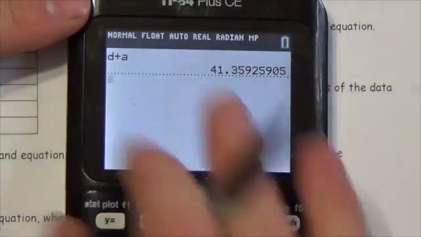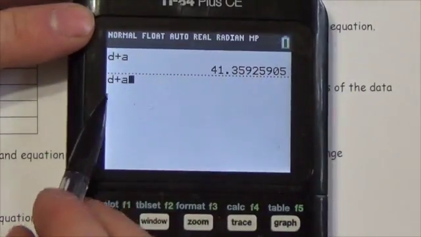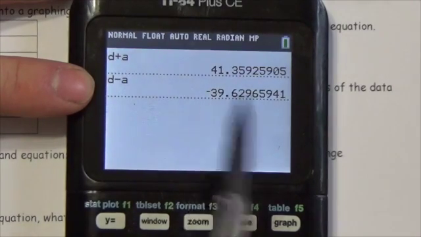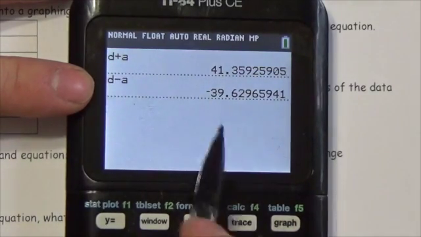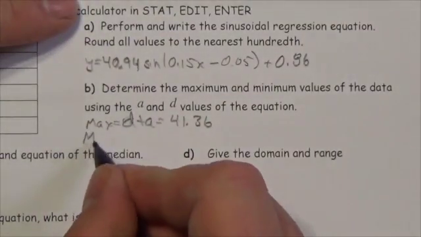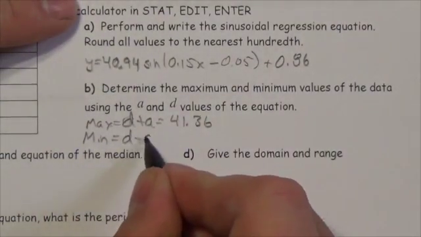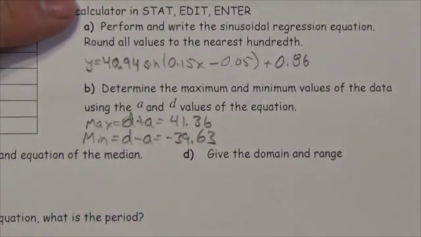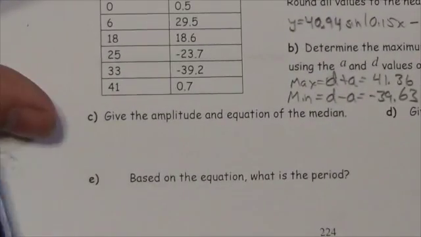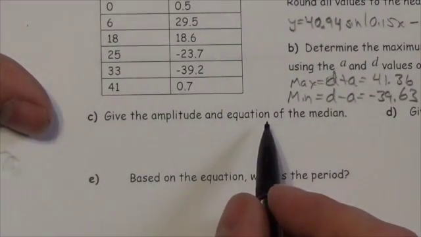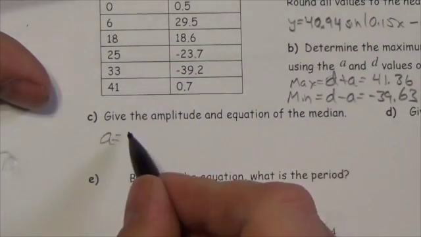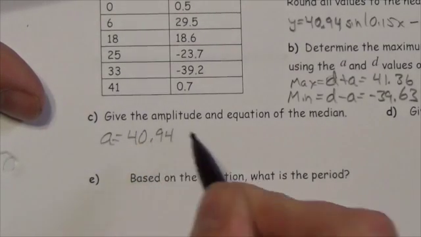Okay. Now what I'll do is I'll press second enter, and what that does is it pulls that last thing that I entered back up, and I'll put a subtraction in there instead of an addition. And then we get that our minimum value, which is D minus A, will be negative 39.63. Okay, good. Now, let's give the amplitude and the equation of the median. Okay, well the amplitude, remember, was the A value, and we saw that this was 40.94.